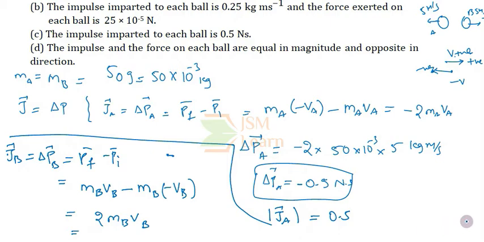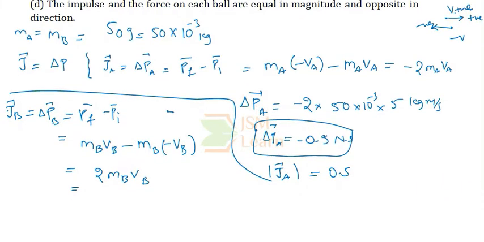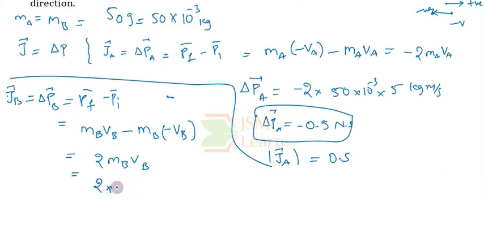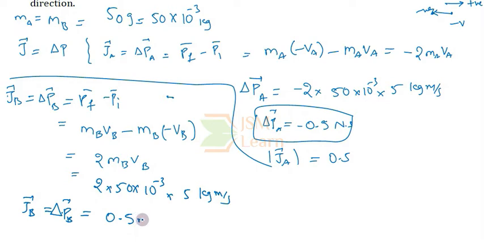When I substitute the values, I get 2 into 50 into 10 power minus 3 kg, into 5 meter per second. So I get the unit kg meter per second. When I solve this, I get the change in momentum of ball B, that is the impulse imparted on ball B, equals 0.5 Newton seconds.